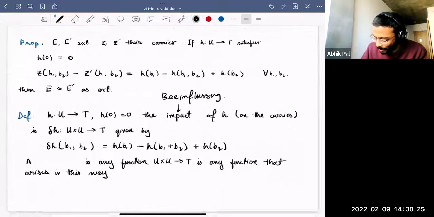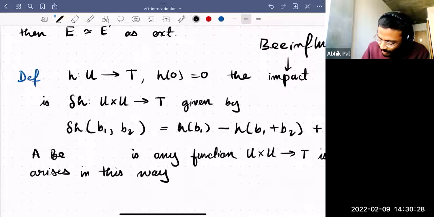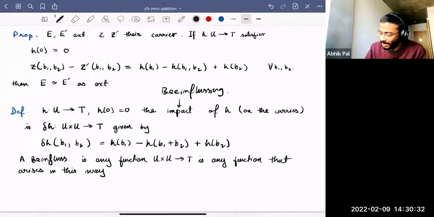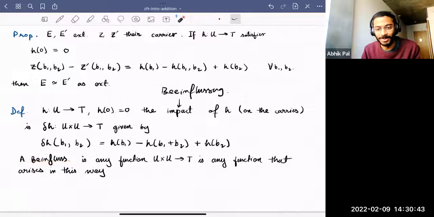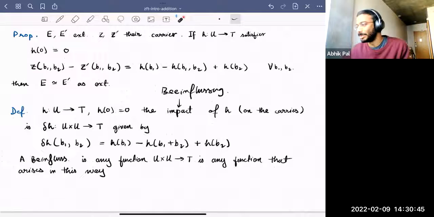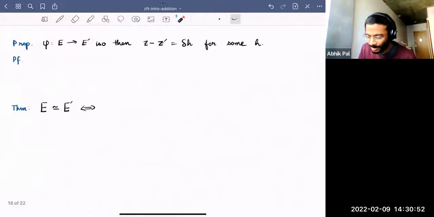So I will call this a Beeinfluss. Plus is any function that arises in this way. So any function that arises as the delta of some function u to t, I will call this a Beeinfluss, and later on we'll see if this has any relation to my carry operations.